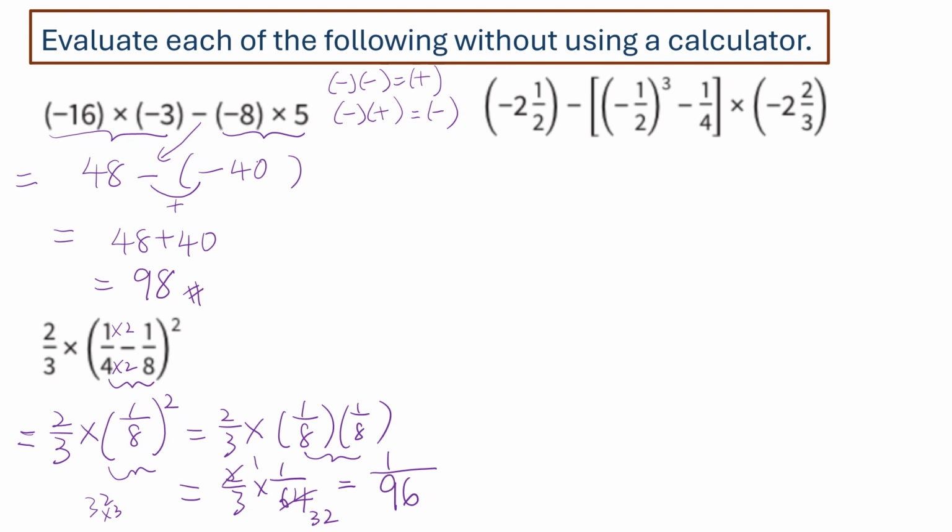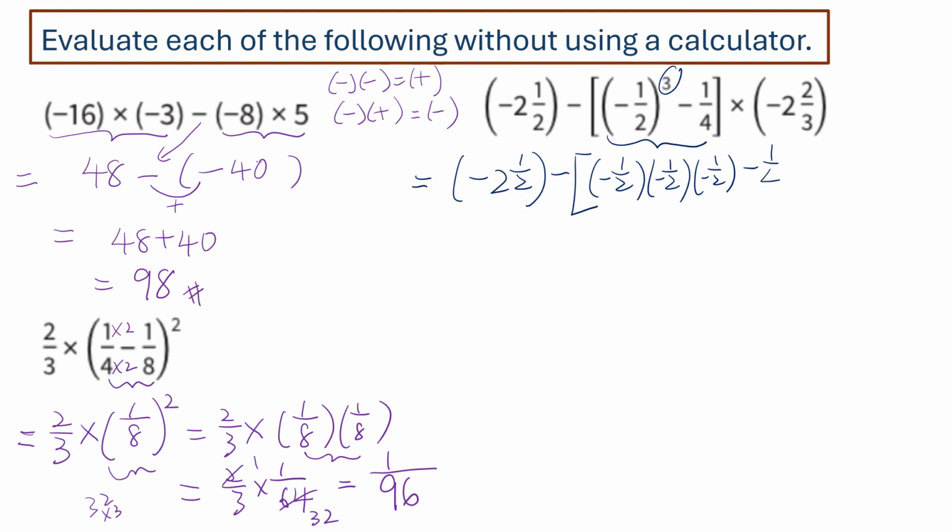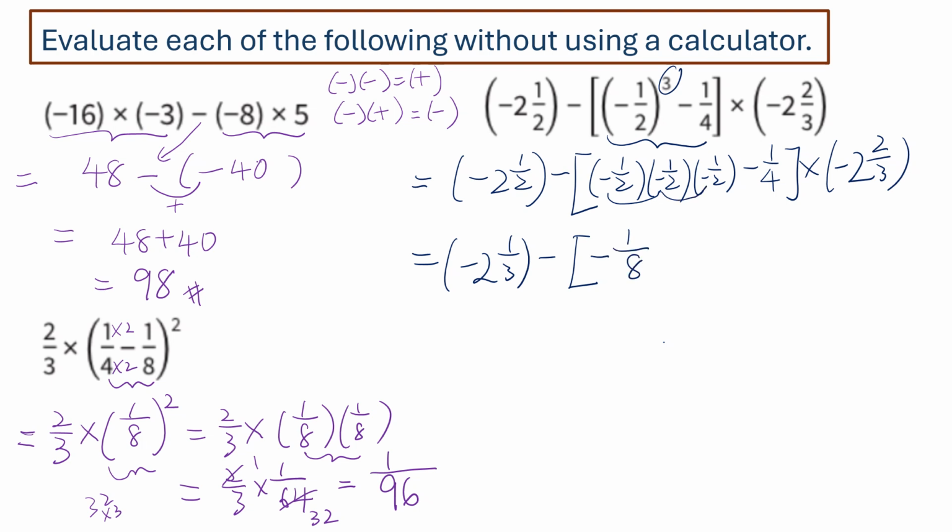Let's look at the last one. Okay, we're going to leave -2.5 untouched first. We're going to work out this. So to work out that, I need to work out -1/2 with -1/2, another -1/2, because it's to the power of 3, minus 1/4. Okay, we'll work out the one in the bracket first. So negative times negative will be positive. With another negative, there will be negative 1/8. So you need to have patience when you do this. You just basically have to work things out one at a time.